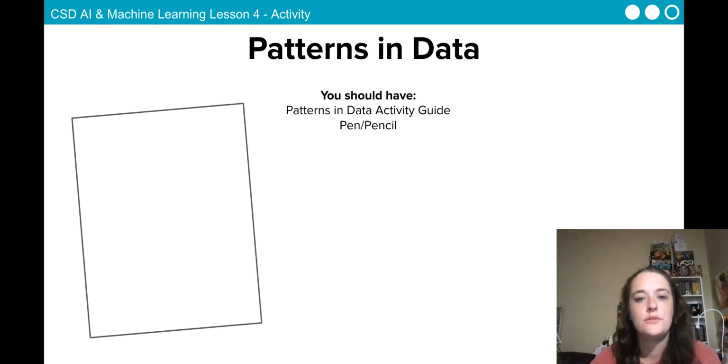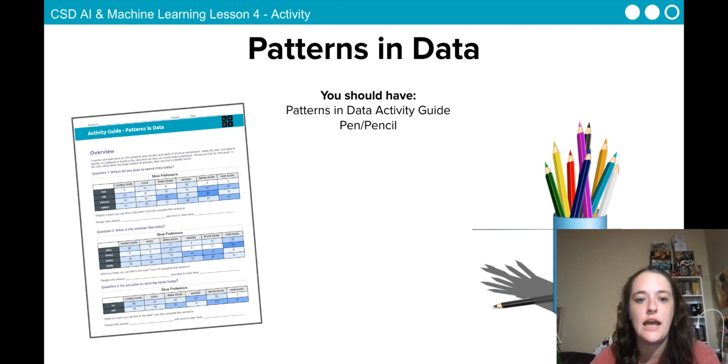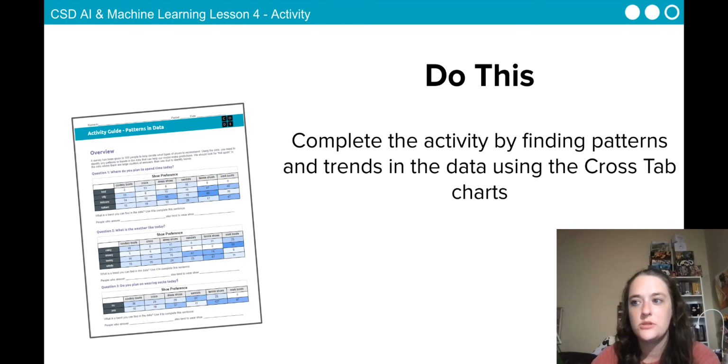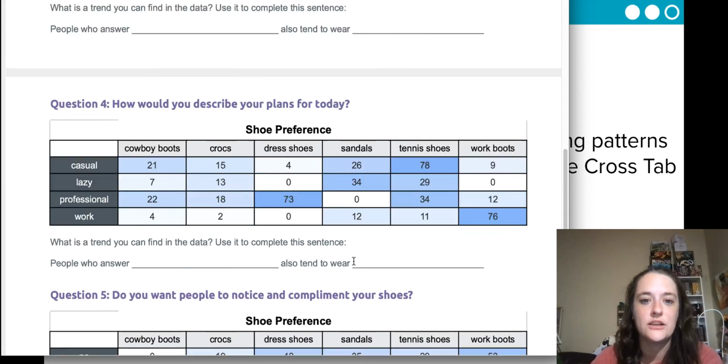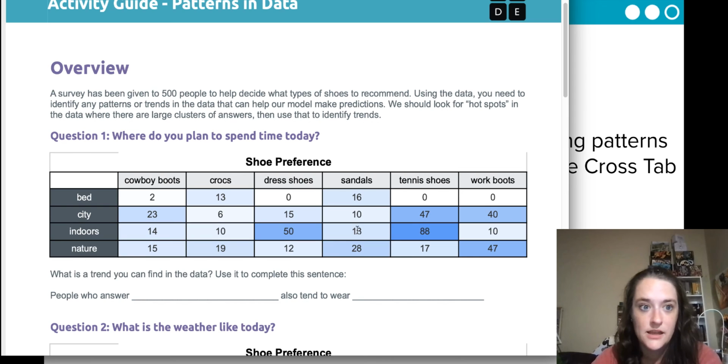All right, so now we will come to our activity guide, and you're probably thinking, okay, what we looked at earlier definitely makes a lot more sense. What you're going to do is complete this activity by finding patterns and trends in the data using the crosstab charts. So we are given crosstab charts to start out.